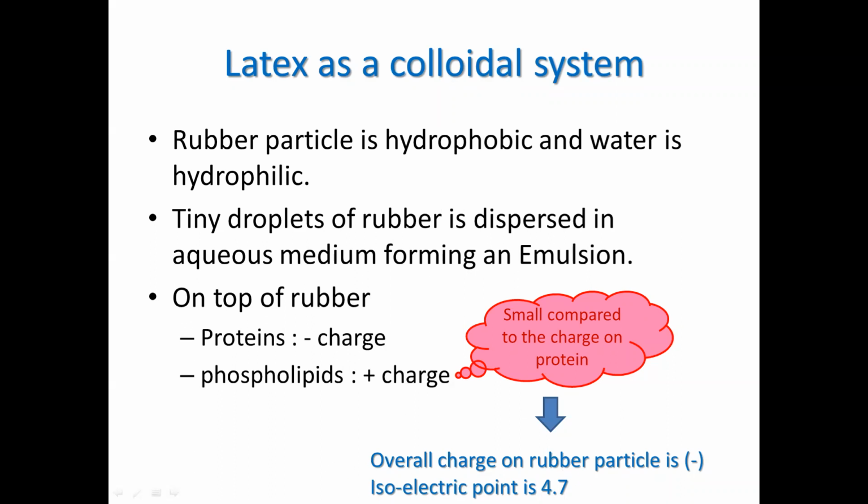Okay? Understood? What is the machine used to find the isoelectric point? Zeta potential analyzer. So this isoelectric point 4.7 indicates that the rubber particle is negative in charge. Just like pH, if it is below seven it is acidic, above seven it is basic. In the same way, from the number of this isoelectric point we can find what kind of charge is on the surface.